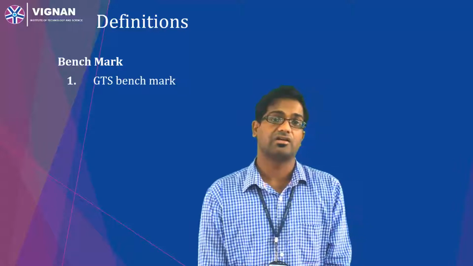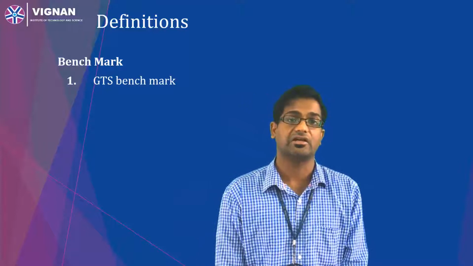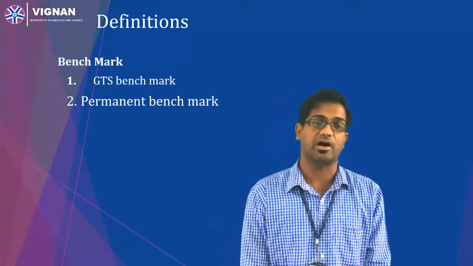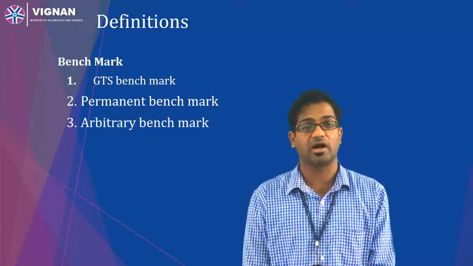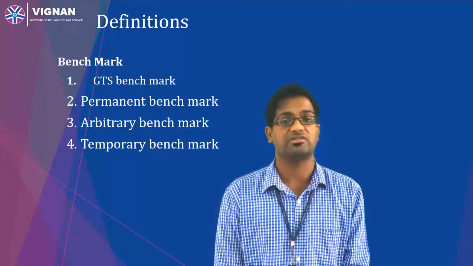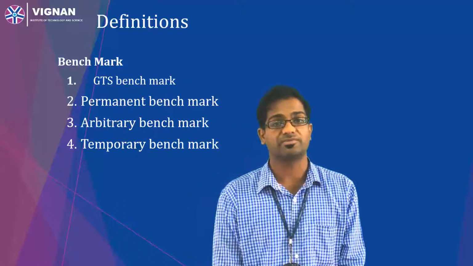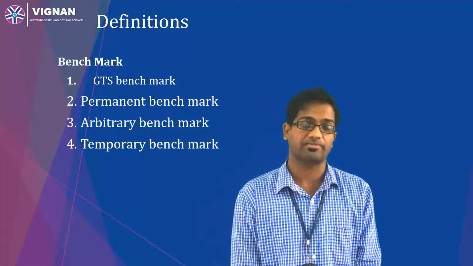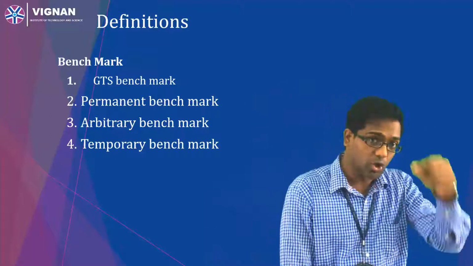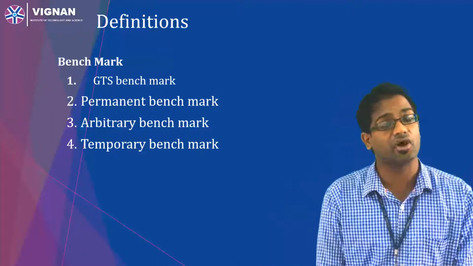There are 4 types of benchmarks: Great Trigonometrical Survey Benchmark, Permanent Benchmark, Arbitrary Benchmark and Temporary Benchmark. Great Trigonometrical Survey Benchmarks are the known reduced levels of ground points which are established by the Survey of India.